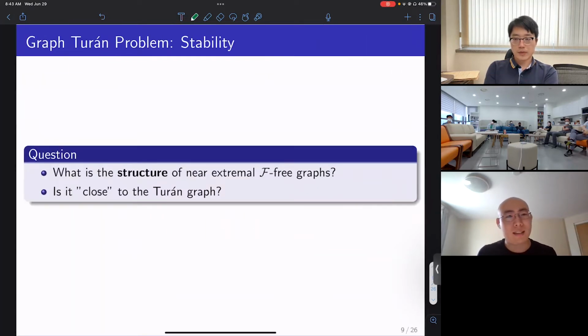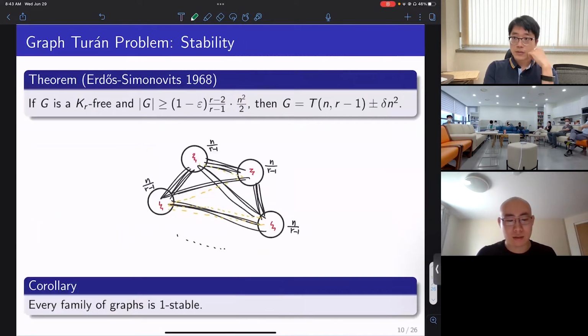Then you can keep asking, how to generalize this, how to extend this result. So people started to ask, what's the structure of, say, a triangle-free graph with many edges? Will the structure be close to some bipartite graph? So that led to another classical result, usually called the Erdős–Simonovits stability theorem.